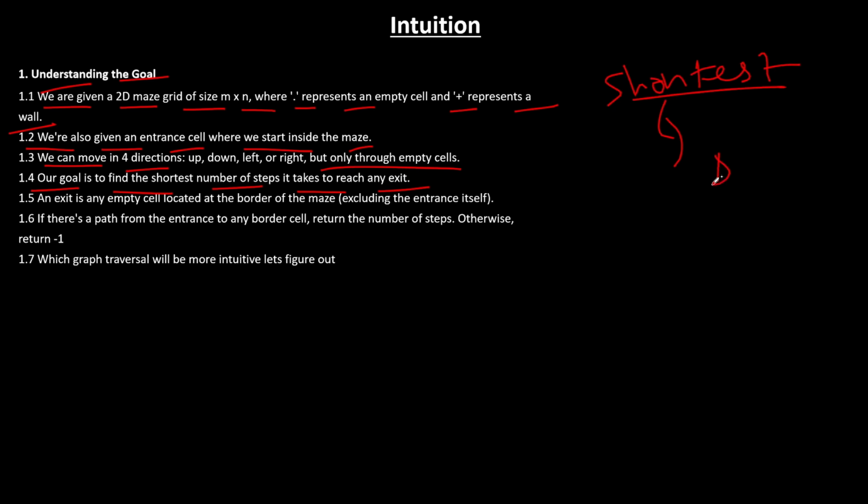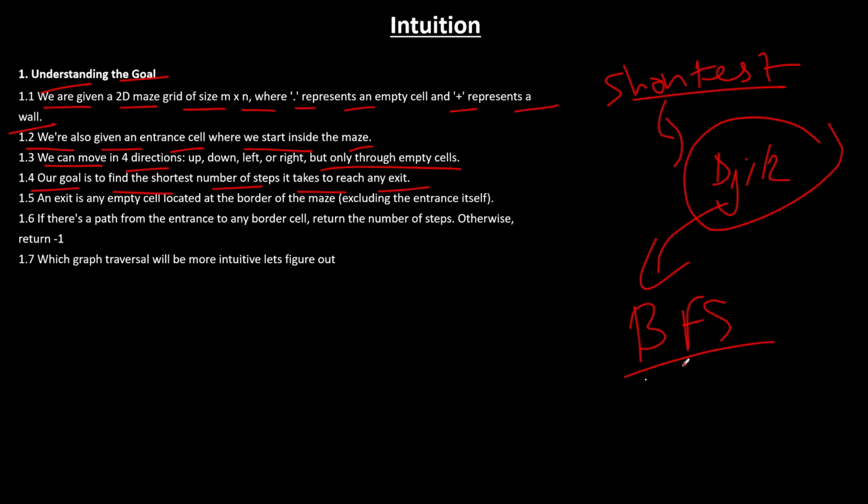if everyone knows Dijkstra, that's the thing which will come to their mind. But I don't think Dijkstra is needed here. But we know how Dijkstra is coded, right? Which is, yes, BFS. An exit is an empty cell located at the border of the maze, excluding the entrance itself. We are not allowed to take the entrance as the exit. If there is a path from the entrance to any border cell, return the number of steps, otherwise we return -1.